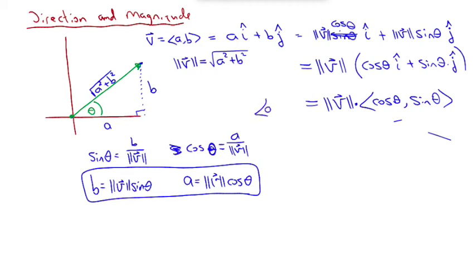So (a, b) can be written in terms of its magnitude and its direction theta. So this is the magnitude, and the theta up here is the direction. And that's the pure form of what a vector is. It shows you the magnitude, it shows you the direction.